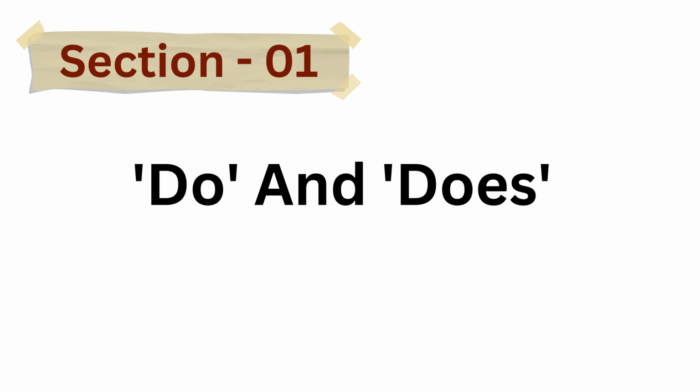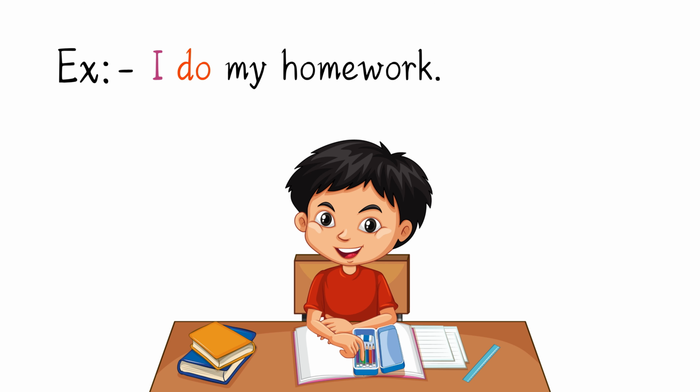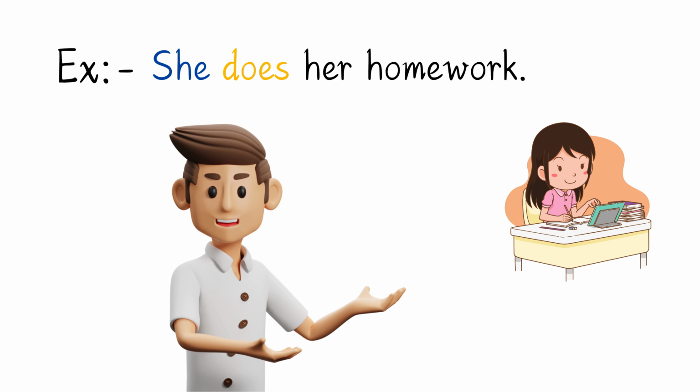First, let's talk about do and does. Do is used with I, you, we, and they. Example, I do my homework. Another. Does is used with he, she, and it. Example, she does her homework. So remember, do for I, you, we, they, does for he, she, it.